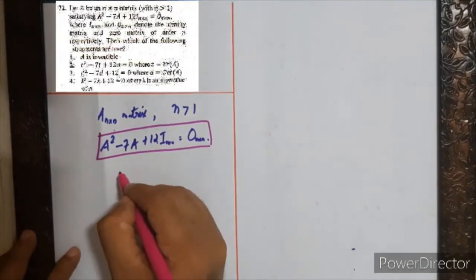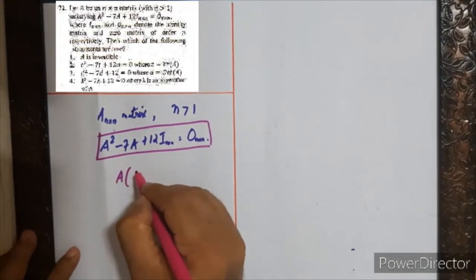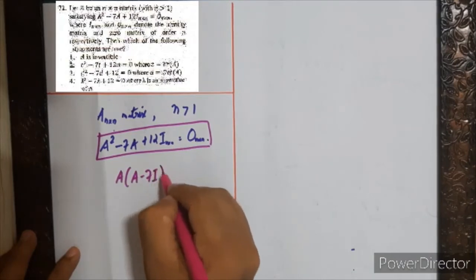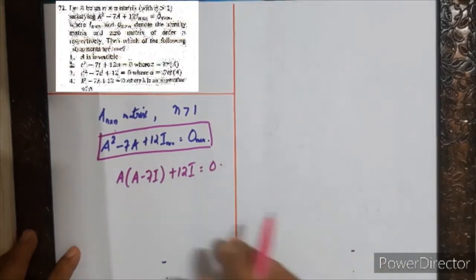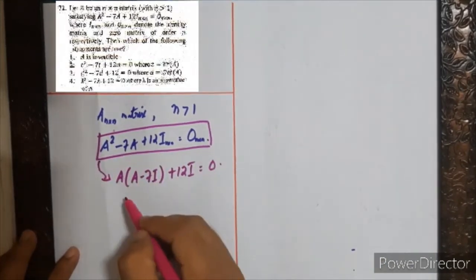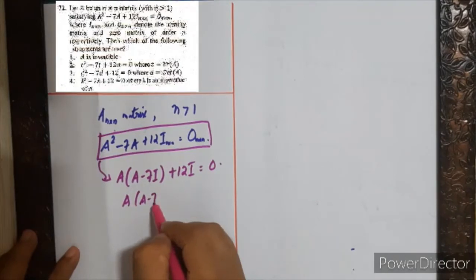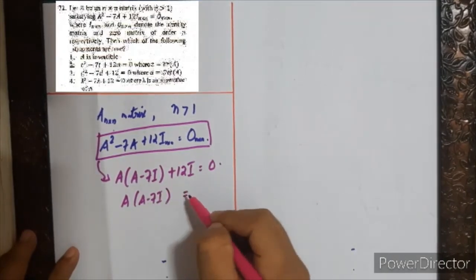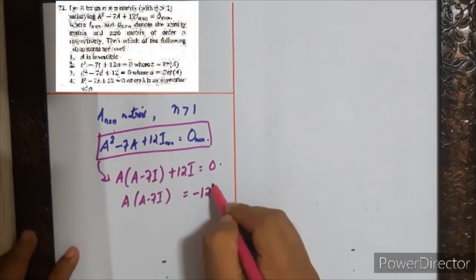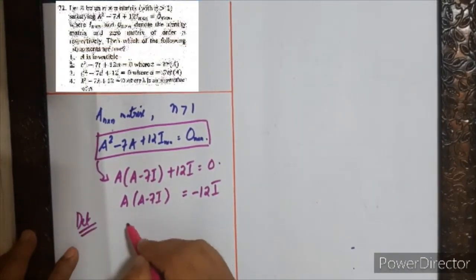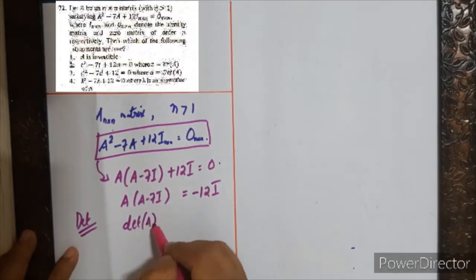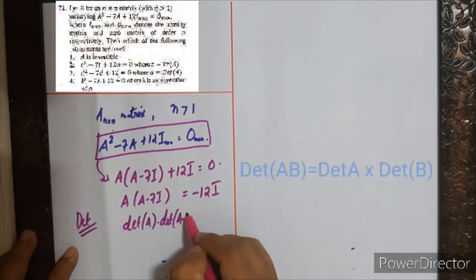Now if I take this A into A minus 7I plus 12I is equal to 0, I can change this like this. Then A into A minus 7I is equal to minus 12I. If I take determinant on both sides, what is this? Determinant of A into determinant of A minus 7I.